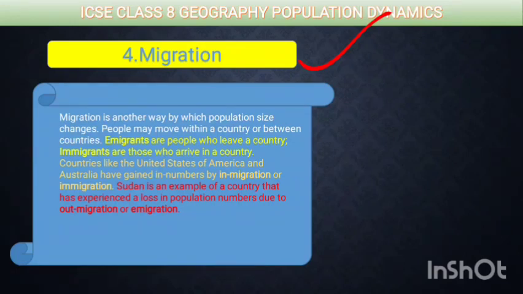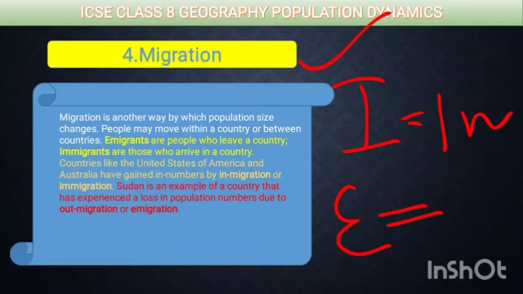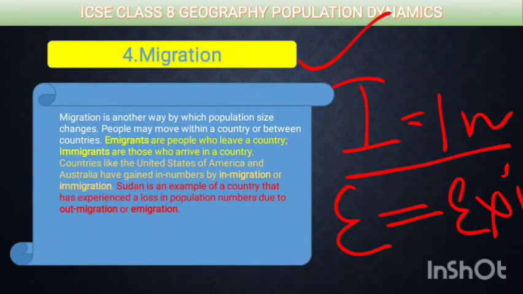Emigrant and immigrant. Emigrants are the people who leave the country. Emigrant means E for exit. Whoever is leaving the country is called an emigrant. And immigrants are those who arrive in a country, who enter the country. Countries like the USA, Australia are gaining in number of immigrants, or immigration. And Sudan is an example of a country that experiences loss of population due to out-migration, or emigration.